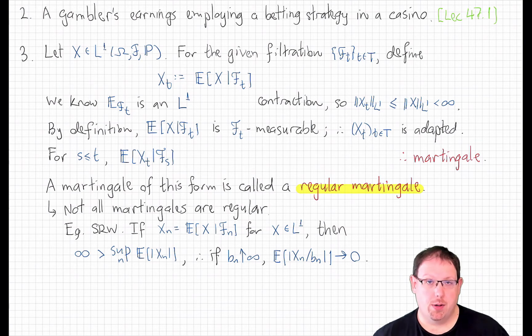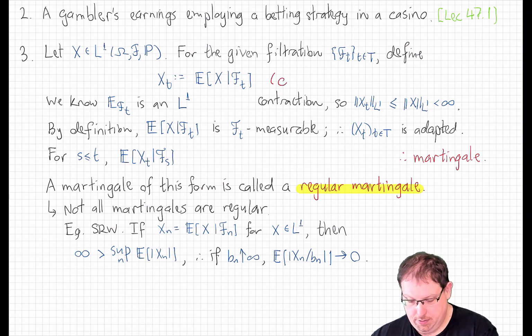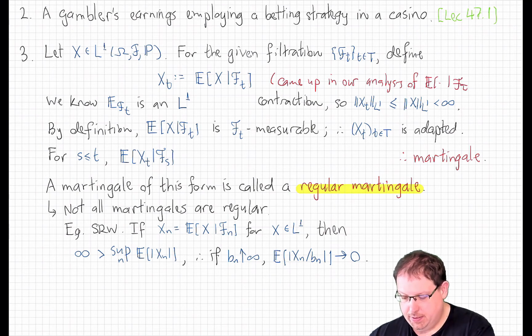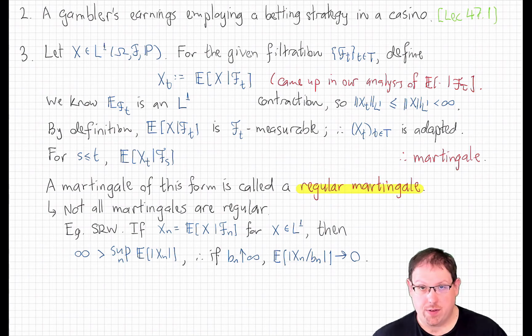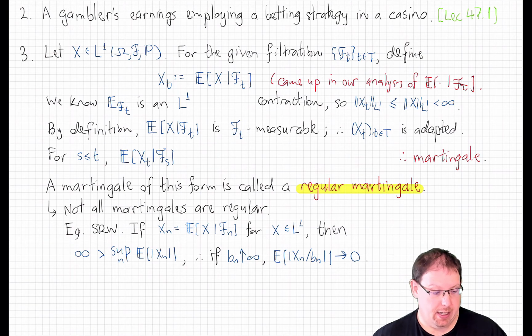Now, here is a third and very important kind of martingale. Suppose that I start with a fixed random variable X, which is L1, and I have a filtration to start with. Then I can construct a process like this. X_t is just the conditional expectation of that random variable X given the filtration at time t. This came up in our analysis of how to condition on the filtration at a stopping time. The way we figured out how to compute that was to take the random variable we want to condition and create this process, and then stop that process at the stopping time tau to get this conditional expectation. So we've already seen these kinds of martingales in play.